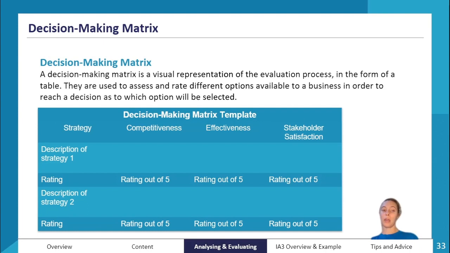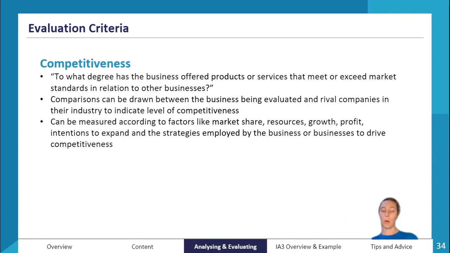So maybe one strategy is going to rate far better than the other in terms of competitiveness because it's something that no one else is doing and it's going to really set the business apart. We'll have a look at an example of this in an assignment context shortly as well. But first, let's have a look at the evaluation criteria, some of which we just mentioned then.